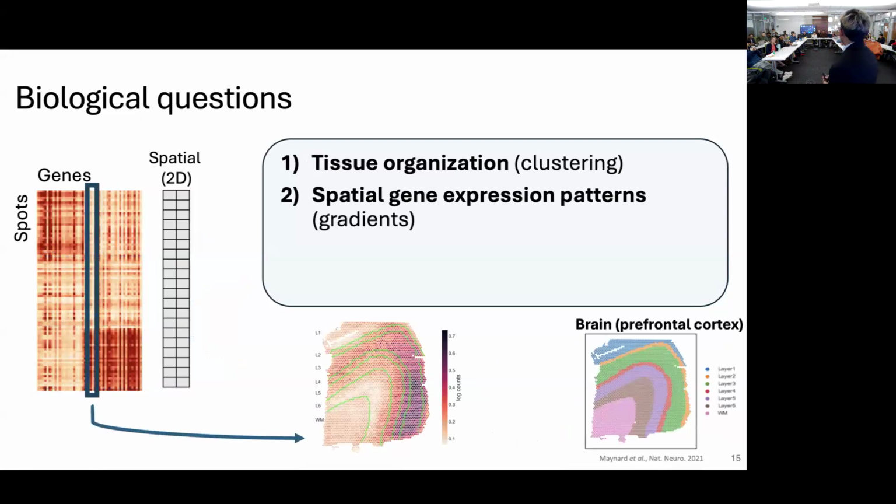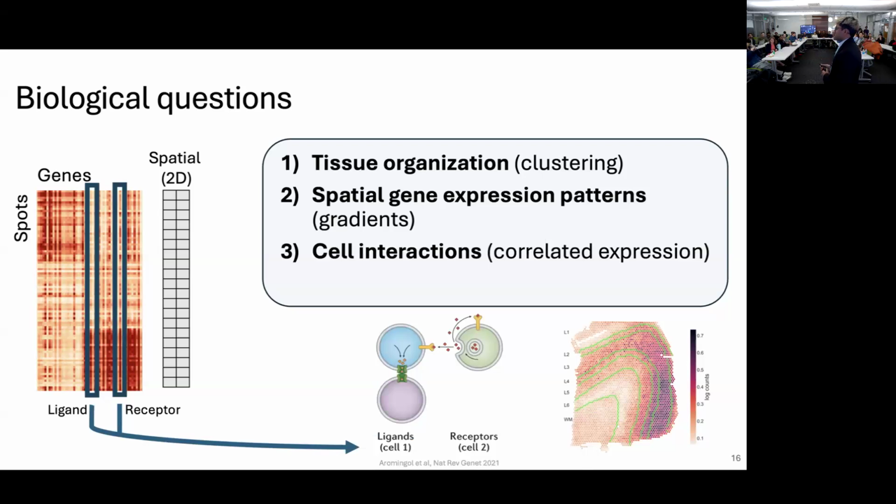Another thing you can do is look at individual genes. And so this is like a column of this matrix. And if you look at this column and you visualize it in space, you can try to find these spatial patterns of gene expression values. For example, this gene slowly increases and decreases in space. There's this gradient of gene expression.